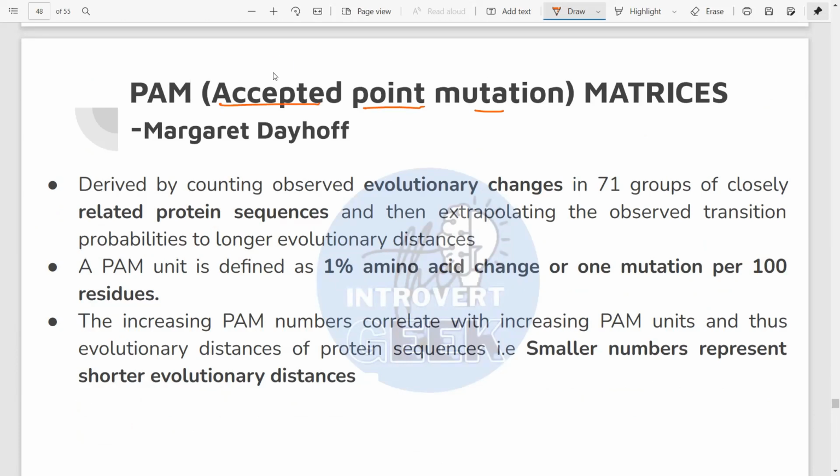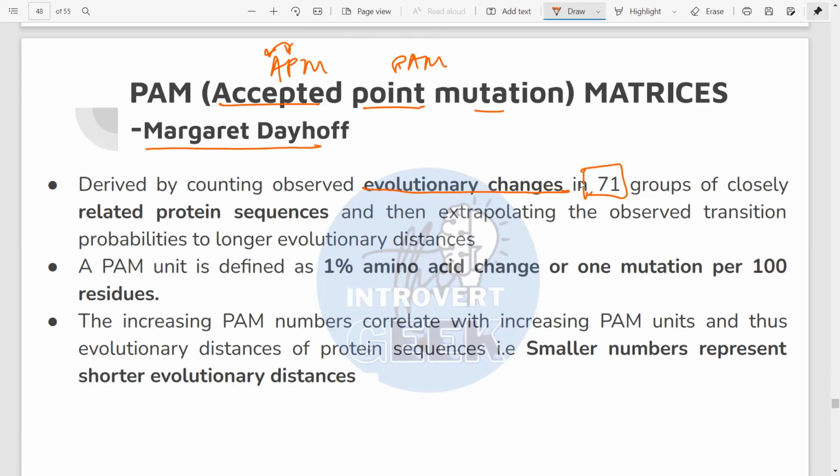You will say this should be APM. Actually, they have just swapped the P and A to make it better sounding. PAM sounds better than APM, right? It's easier to say. So PAM stands for accepted point mutations, and this matrix was designed by Margaret Dayhoff. In this particular matrix, the values are derived by observing evolutionary changes among 71 closely related protein sequences.